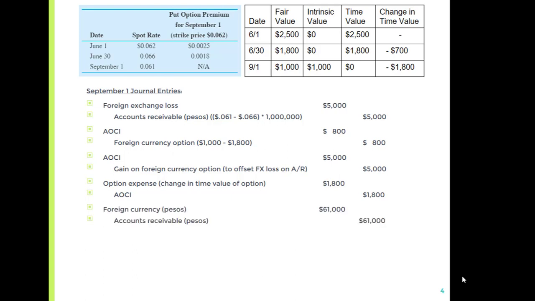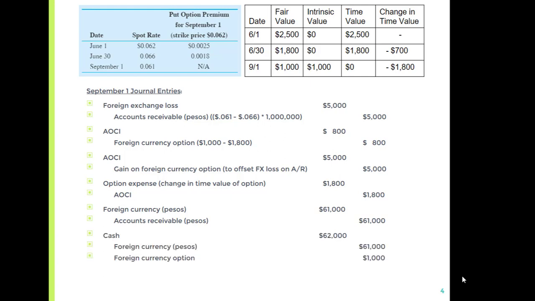Now, the company collects on the account receivable, receives pesos, 1 million pesos, and they are worth $61,000 given the spot rate of $0.061 per peso on September 1st. So we debit foreign currency pesos in the amount of $61,000. That's the US dollar value of the pesos that have been collected from the foreign customer. And that collection closes out the account receivable of that foreign customer. And so we credit account receivable for $61,000.